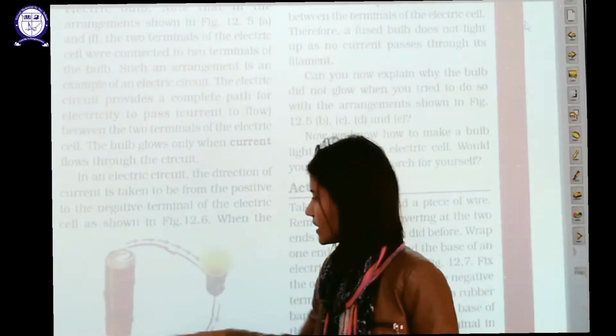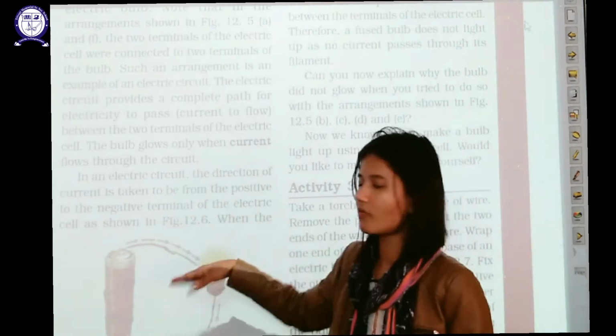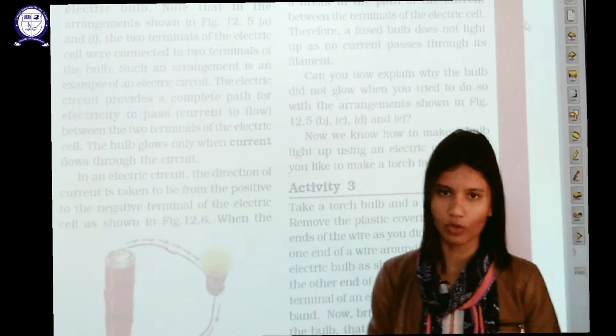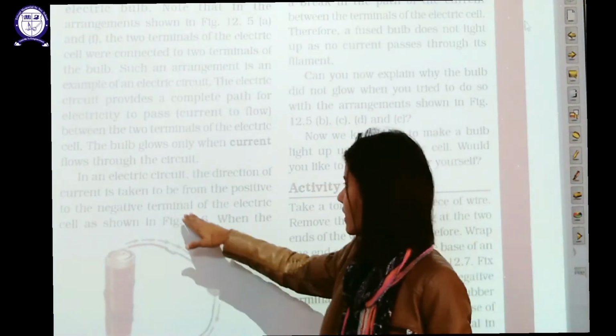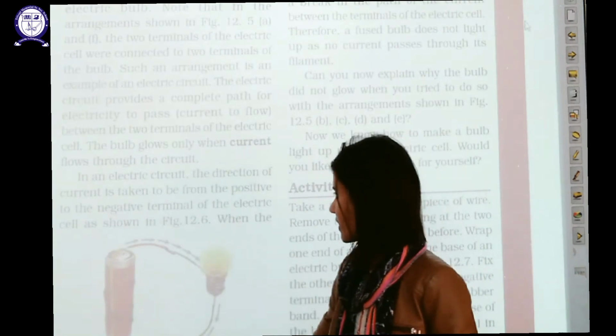In this particular circuit, we have not used a switch. If we attach a switch, we can control this electric circuit with the help of that switch, okay. In the electric circuit, the direction of current is positive to negative.